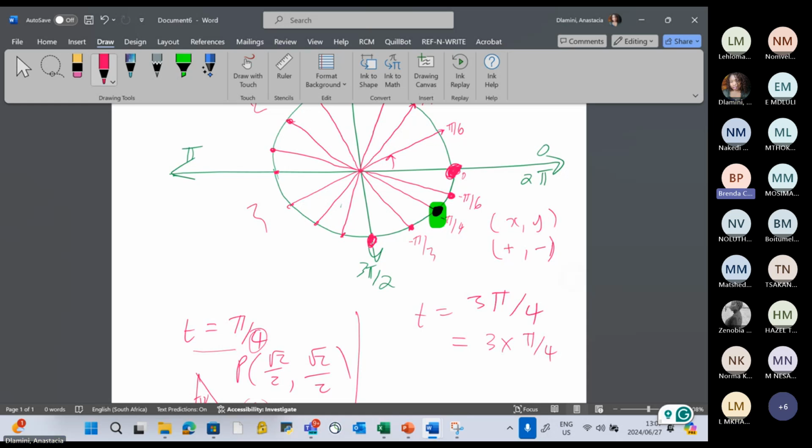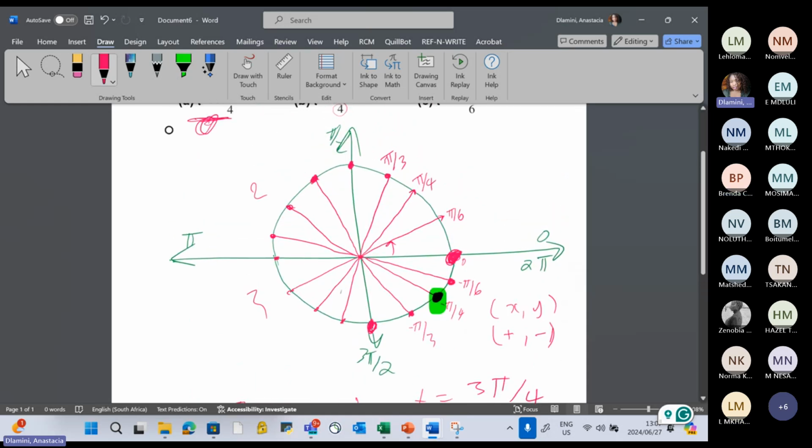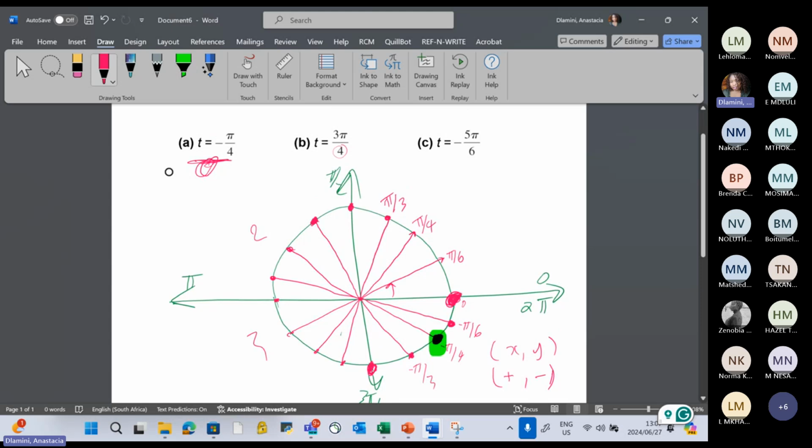Let's go anti-clockwise, because the sign is positive. Let's go and look. The first pi over 4, where is it? It's here. First let me erase it. This is the first one, isn't it?